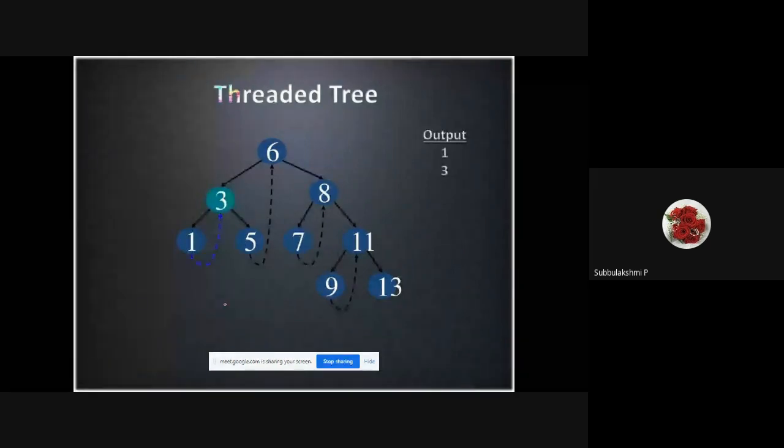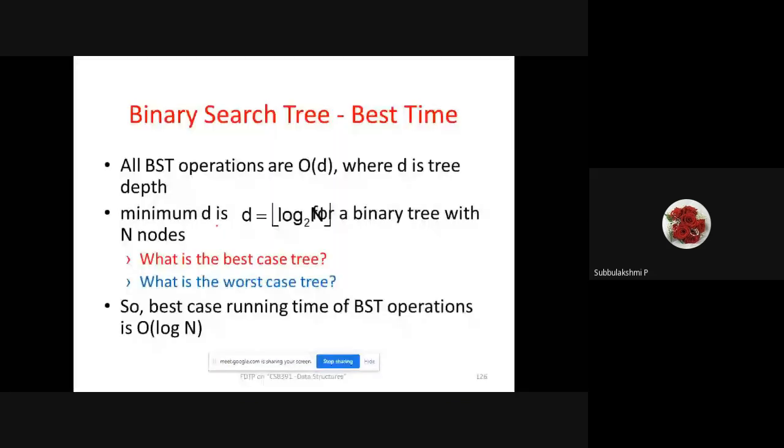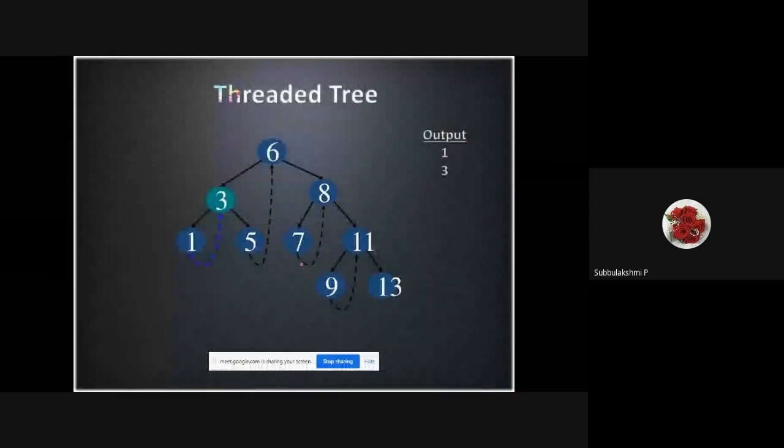So how should I do it? Here you can see 1 to 3, and then the output would be 5 to 6, 7 to 8, 9 to 11, and finally, since this is the last node, 13. So where will we implement it? When we are traversing in order. That way the wasted space gets reduced.